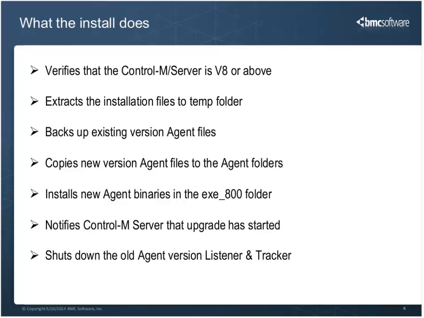The new install process must replace all of the agent code while the agent is still running, and keep the agent available throughout the upgrade. It does this by running both the old and new agent code in parallel until the upgrade is complete. Once the new agent code has been installed, the old listener and tracker processes are shut down.